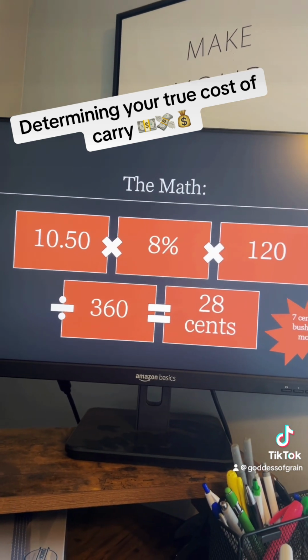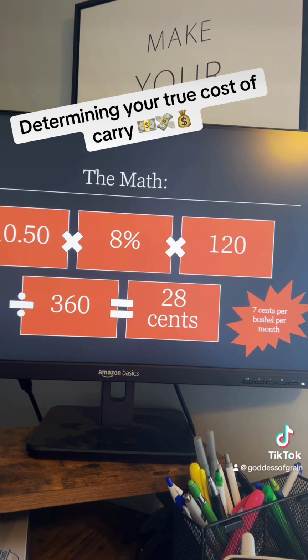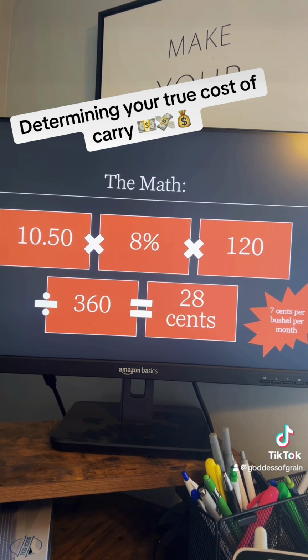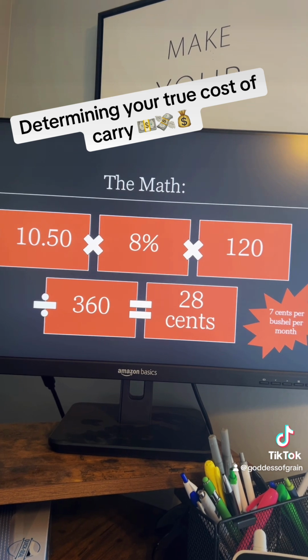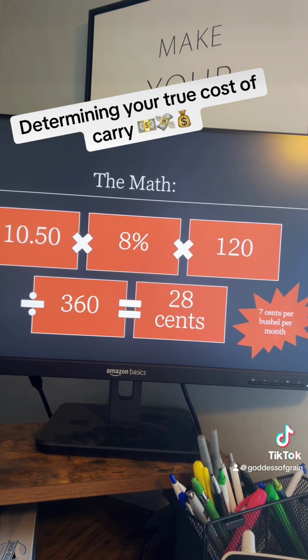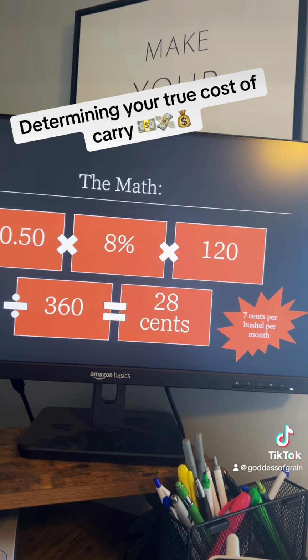Looking at beans here, sort of the same run through, 1050 beans at 8% interest times that 4 months, 120 days, divided by our magic number gets us that 28 cents of total cost for 4 months, or 7 cents per bushel per month.